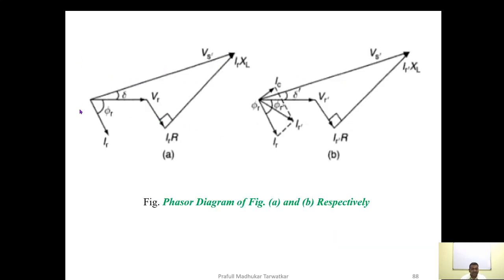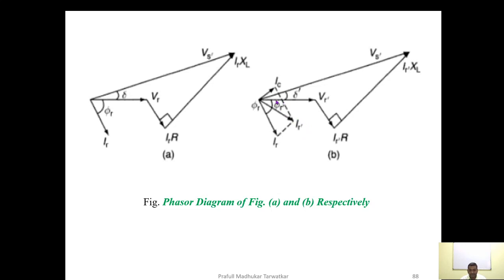See here, this is the phasor diagram for figure A we have seen previously. The current IR is lagging behind the voltage vector VR by phi R. So this ultimately is the power factor angle, and the power factor is lagging. Now when we add a capacitor in parallel with the system, it draws a charging current, or capacitor current IC, which is leading the vector VR. Initially we were having only phi R between VR and IR. Now with this current IC, by vector addition the resultant current is IR dash.